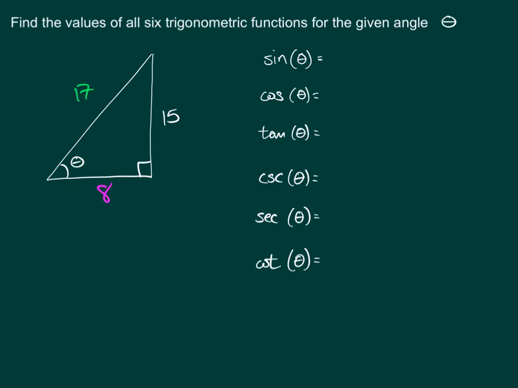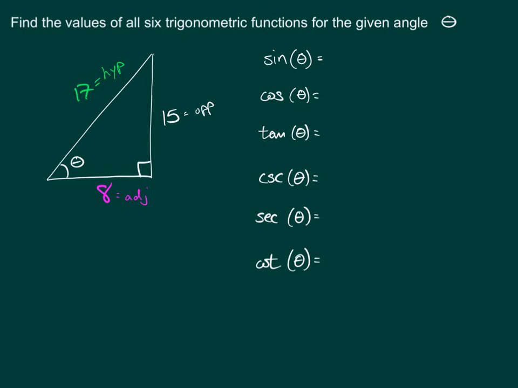Find the values of all 6 trigonometric functions for the given angle. Now here in this picture, we have a right triangle, and the angle is clearly labeled. So we already know that the hypotenuse and the adjacent side are the legs of the triangle that form the angle. So this side will be the hypotenuse and this side will be the adjacent. Which means this other side over here, this 15, this is the opposite side.